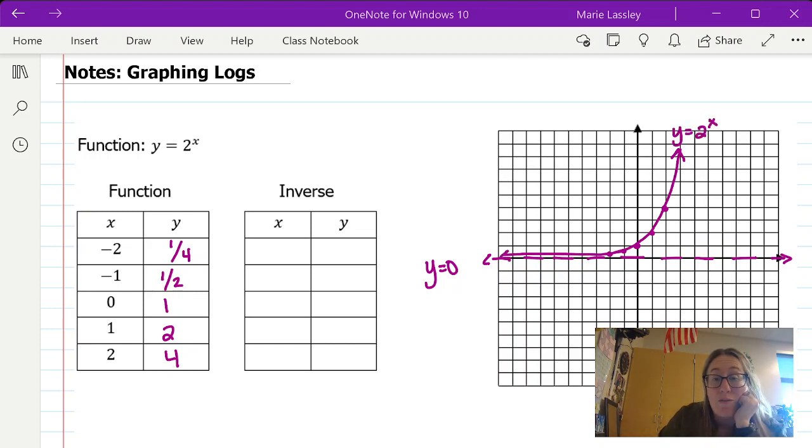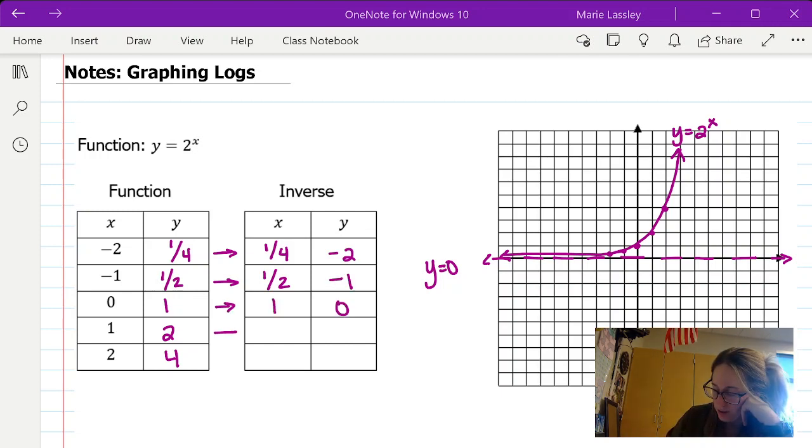Now for the inverse, we're going to use some of the properties that we talked about with inverses in our last video, which is that our coordinates are just going to have a swapped x and y value. So we can do our inverse coordinate points. -2, 1/4 becomes 1/4, -2. 1/2, -1. 1, 0. 2, 1, and 4, 2. Those are going to be our new coordinates for our graph.